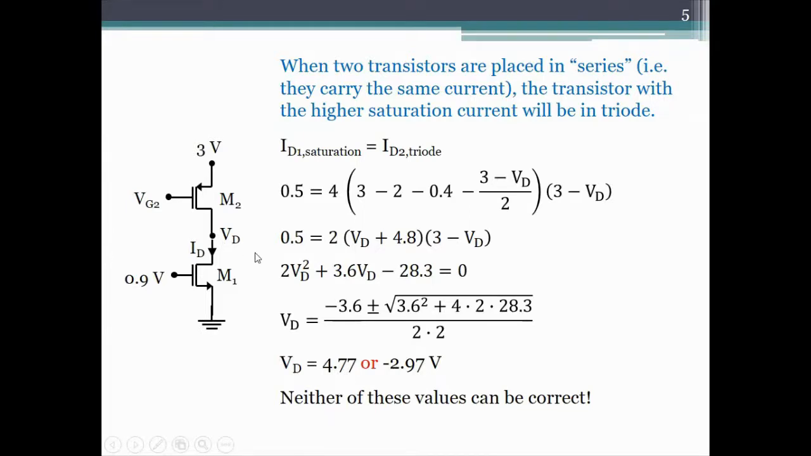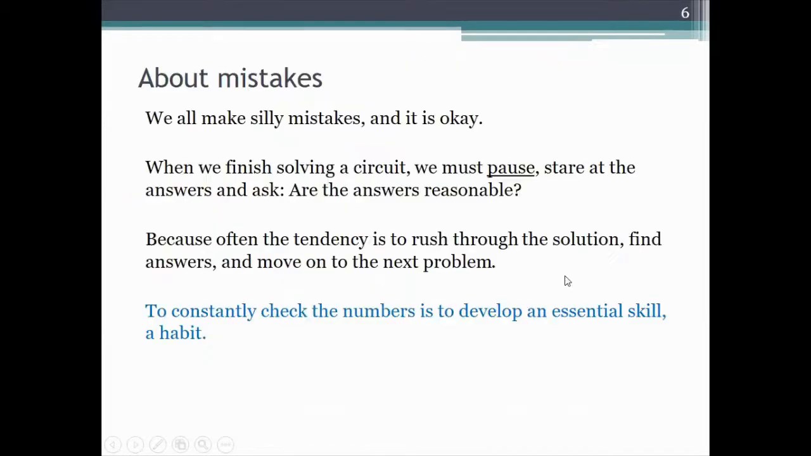So here is the thing. If we find that both the answers are not correct, obviously both these answers are not correct, that means that we, or I should say I, have made a mistake. One of the answers has to be correct. Alright, so I want to talk about making mistakes. We all make mistakes, silly mistakes, when we are solving problems and solving equations. And it is okay, it is human.